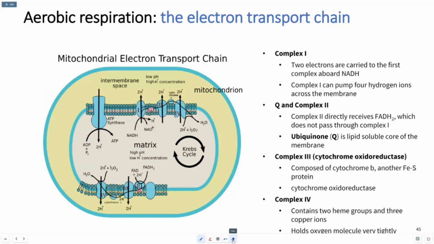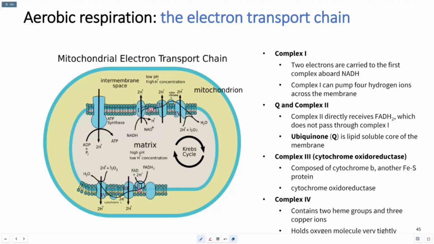So let's talk a little bit about each of these complexes. So the first complex is where the 2 electrons are moved from NADH into the complex, and this is where it can pump up to 4 hydrogen ions across the membrane, right here. Complex number 2 is a quinone complex. Ubiquinone is a lipid-based complex that can directly receive and bind FADH2, and this does not interact with complex number 1.